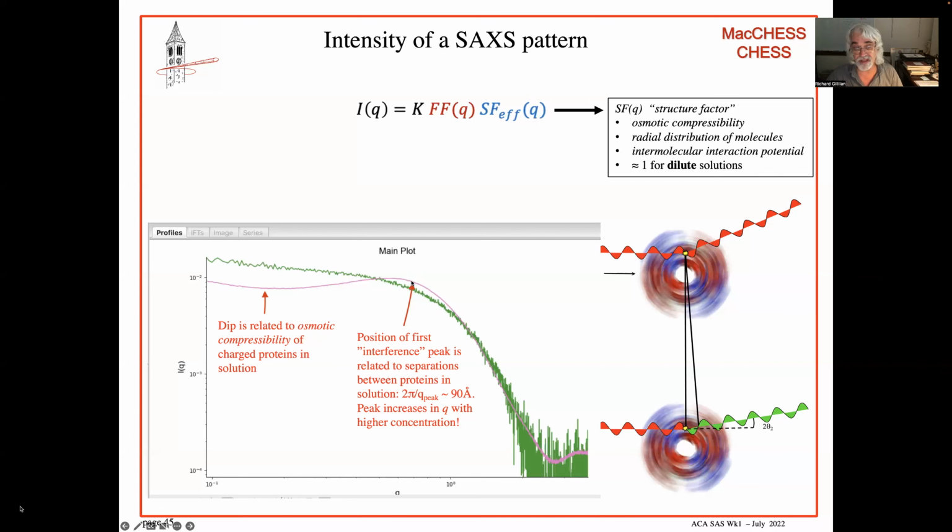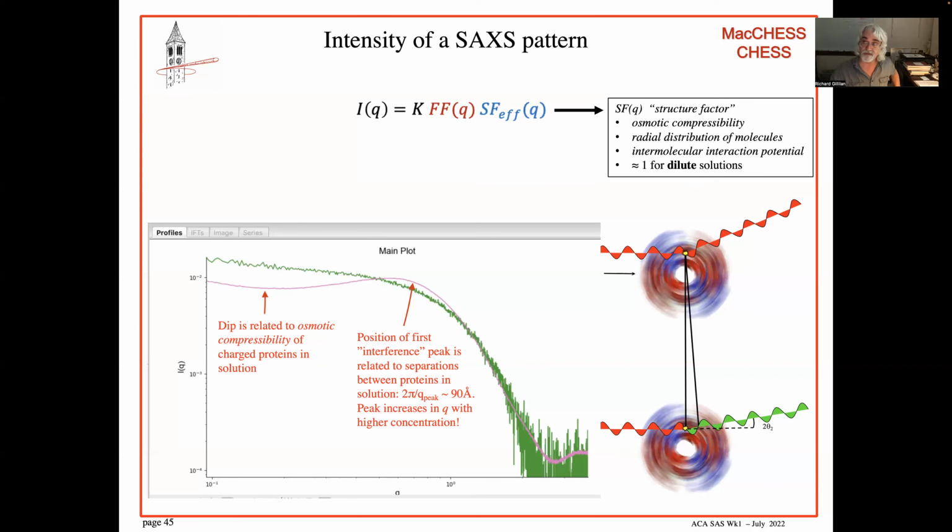And then this first peak is telling you about the separation between proteins in the sample. You can estimate 2 pi divided by this peak position in Q, which will give you the approximate separation between your proteins in solution. So just when you start to see concentration, you might see this. That's what you're looking at.